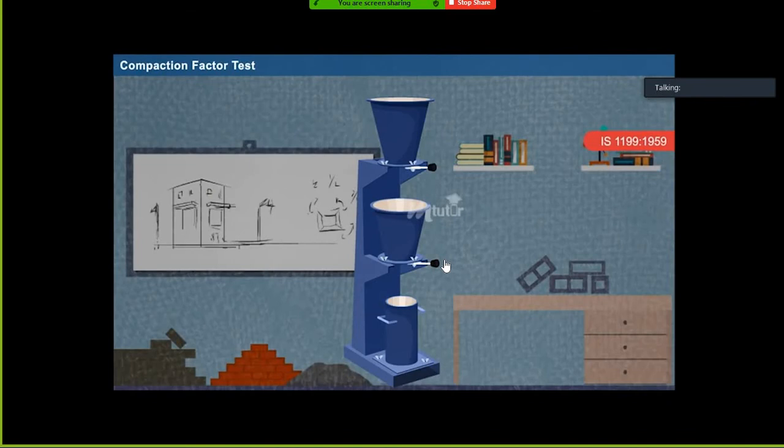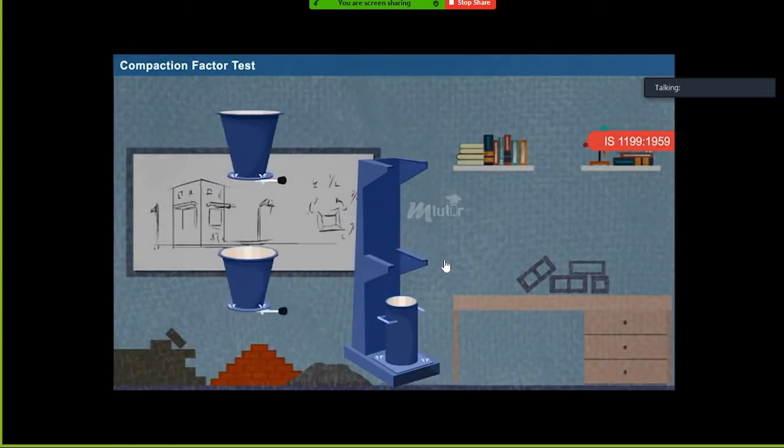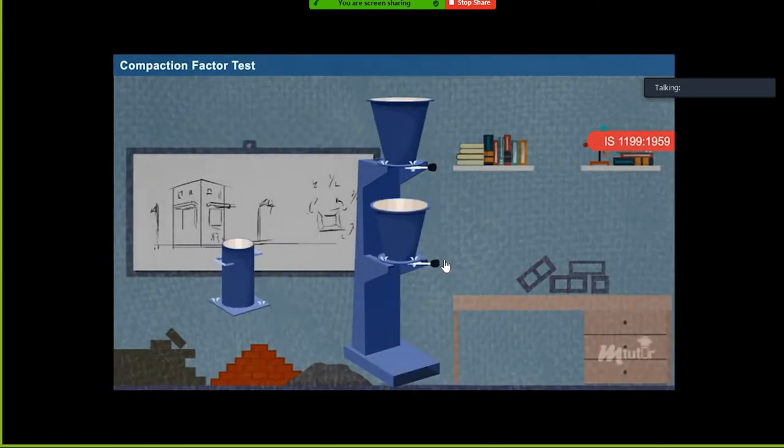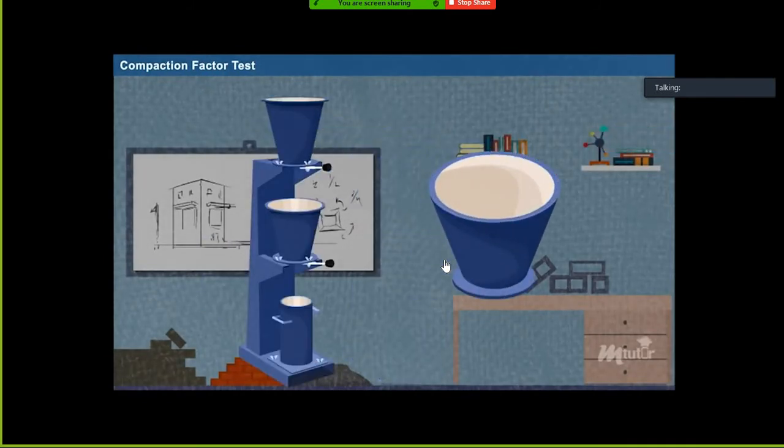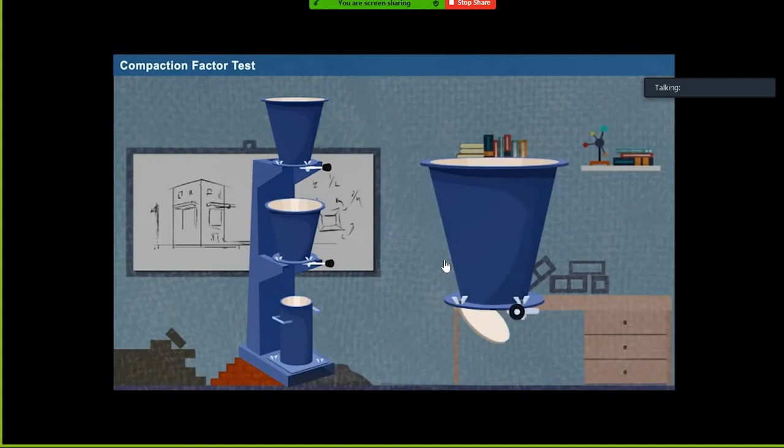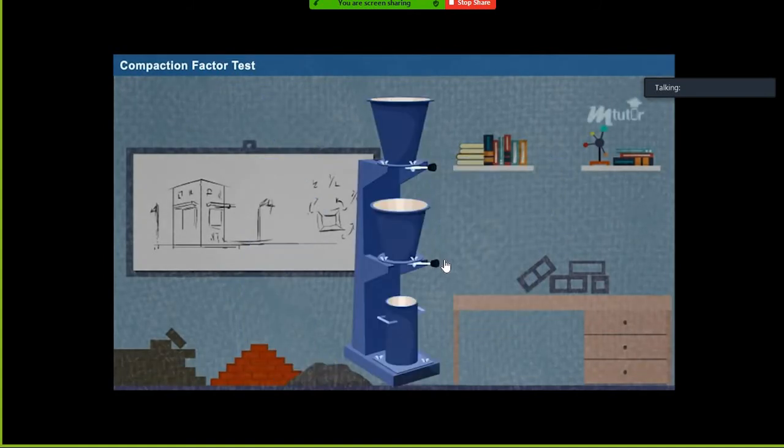As per IS 1199-1959, compaction factor test apparatus consists of 2 conical hoppers and a bottom cylinder. The inner surface of the conical hoppers is smooth and attached to the trapdoors. The upper hopper's top internal diameter is 254 millimeters. Bottom internal diameter is 127 millimeters and internal height is 279 millimeters.